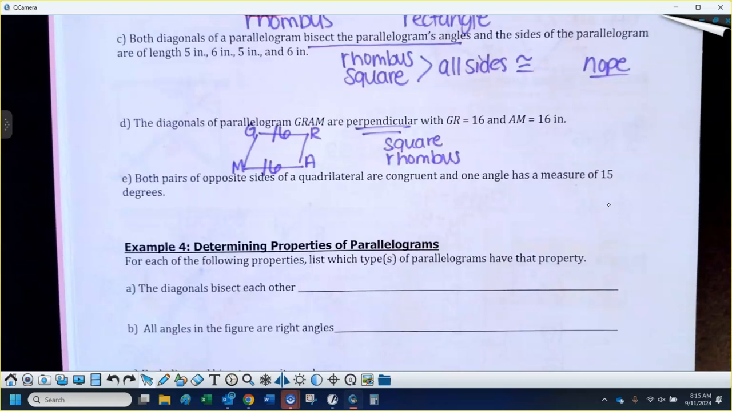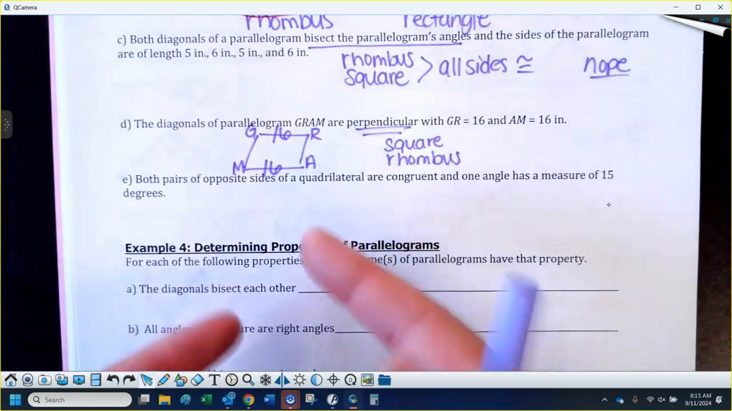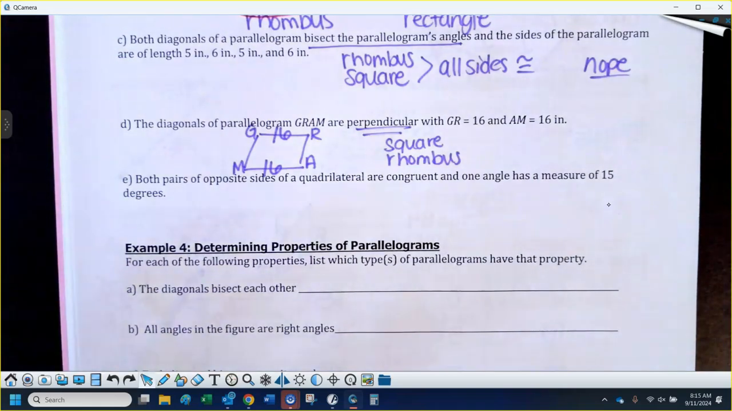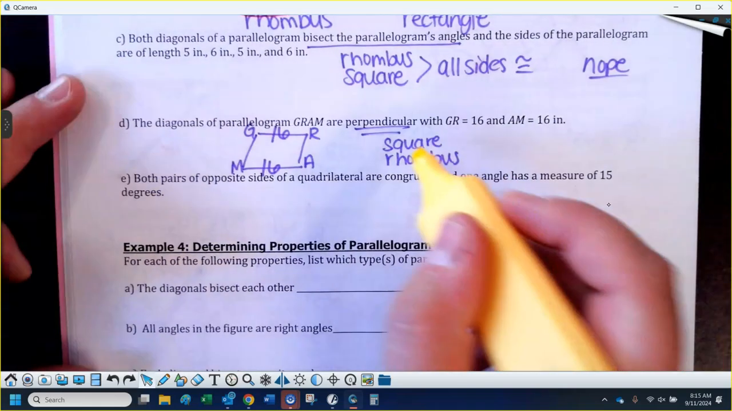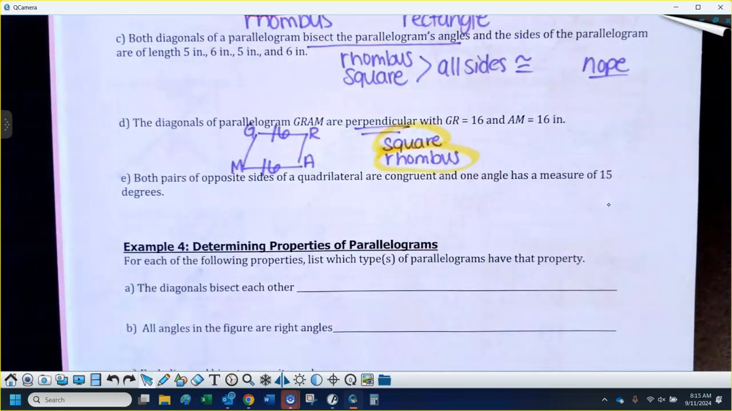Is this possible? Am I creating any kind of contradiction here? I don't have information about the other sides, right? It doesn't tell me what they are, but this is not doing anything that's not okay, right? So this could be either one of these. This could be a square or a rhombus. It just doesn't give us any more information, but there's no contradiction being created there. All right, and we're going to do one more.